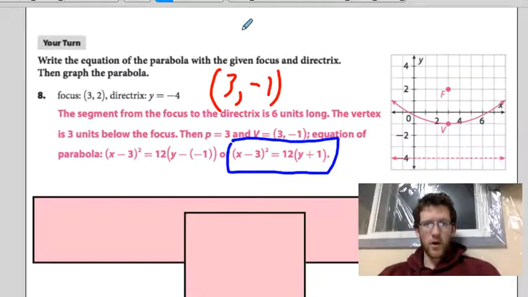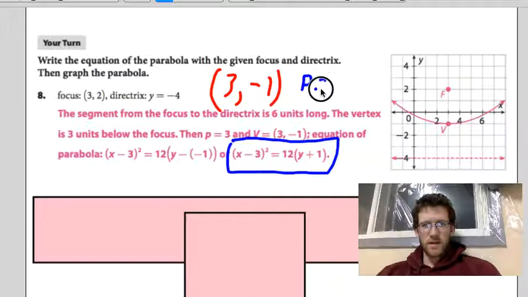When we plug -1 into the equation, it ends up being y plus 1. Oh, and then our p value. I never covered p, did I? We can calculate our p value. p is simply the distance between the focus and the vertex, or the directrix and the vertex, either way. The difference between -4 and -1 is 3. The difference between 2 and -1 is 3 as well. So in this case, p is equal to 3, just like before.